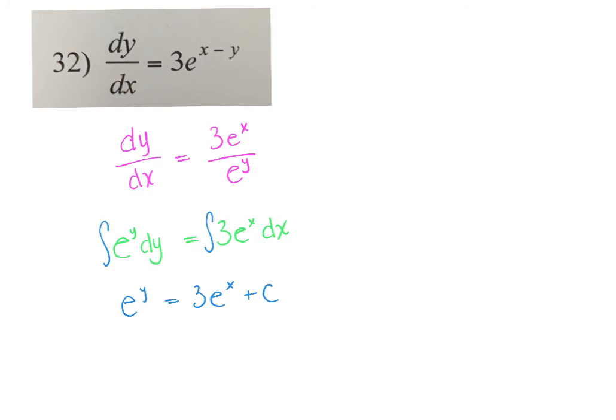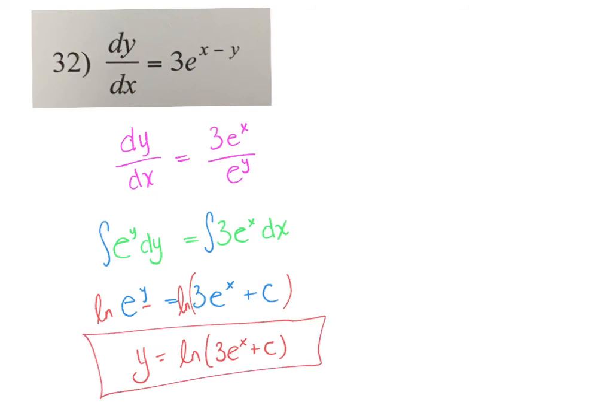I do need to get y by itself. So my goal here is, how do I get rid of the e on the left-hand side if I'm trying to get my y by itself? How do I get rid of it? Yeah, natural log of both sides. So on the left-hand side, I have y, and then I have natural log of 3 e to the x plus c. And that is your answer.